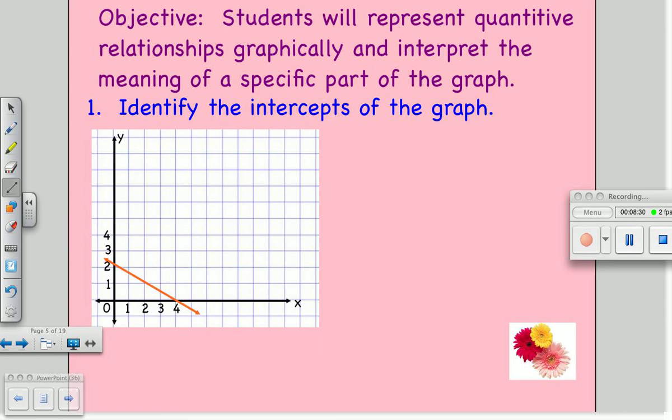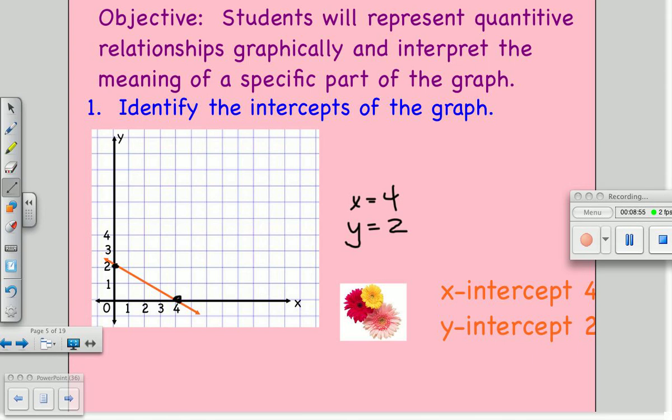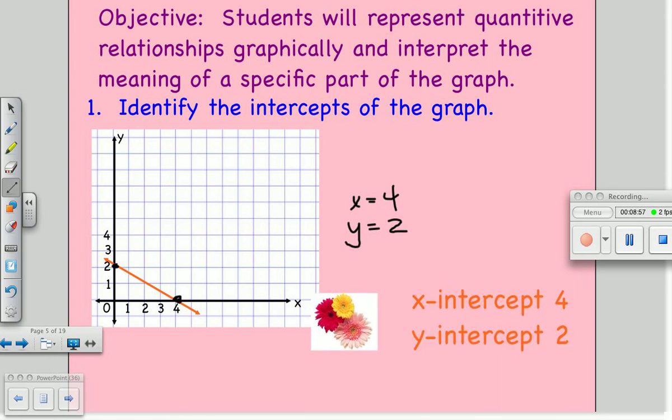All right. So let's identify the intercepts of this graph. All you're identifying is where this line crosses x and where it crosses y. It crosses x at the number 4, so the x-intercept is 4. It crosses y at the number 2, so the y-intercept is 2. That's it. So x-intercept is 4, y-intercept is 2.